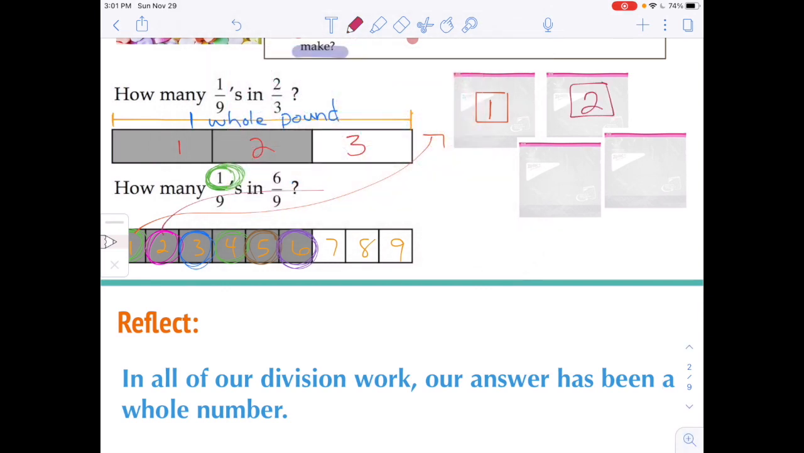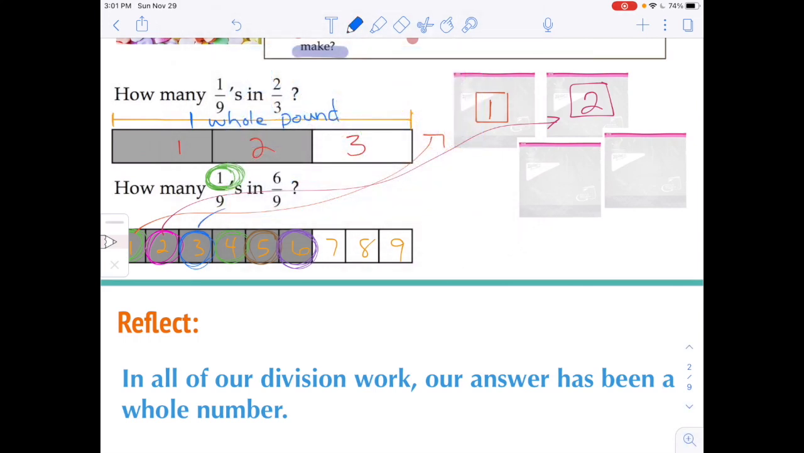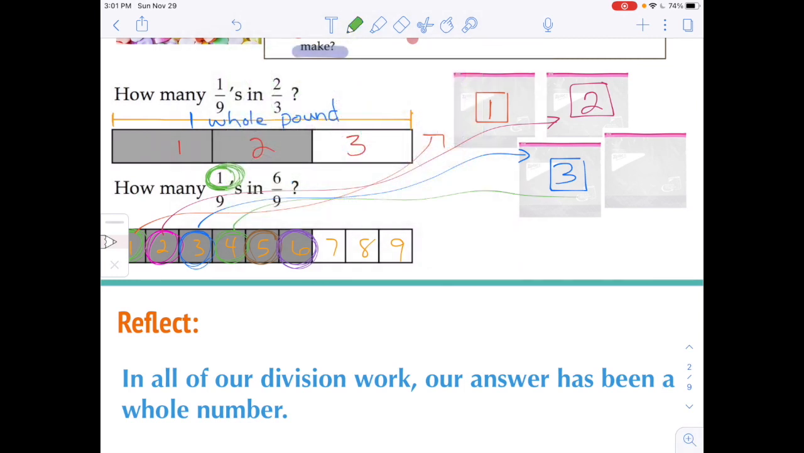Number 2, that one goes in this bag. Here's the number 3. That one goes in this bag. There's my third 1/9 of a pound. Here's number 4. That one goes in this bag. I'm almost done. And at this point, you can probably see that I'm going to need 2 more bags.